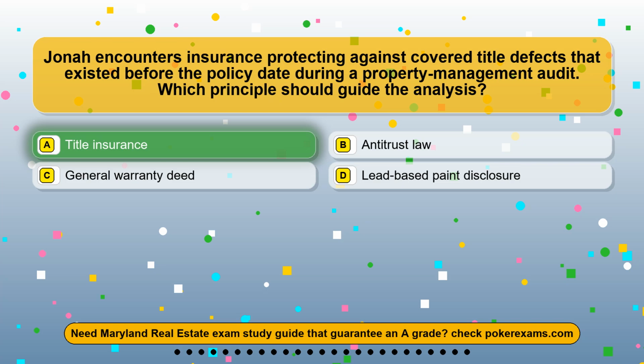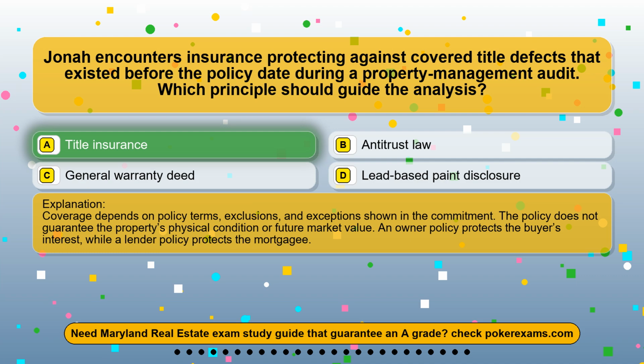The correct answer is option A, title insurance. Apply the percentage discount to the original price first, then subtract the fixed-dollar coupon from the reduced price. Treating the coupon as a percentage or adding it changes the type and direction of the adjustment.